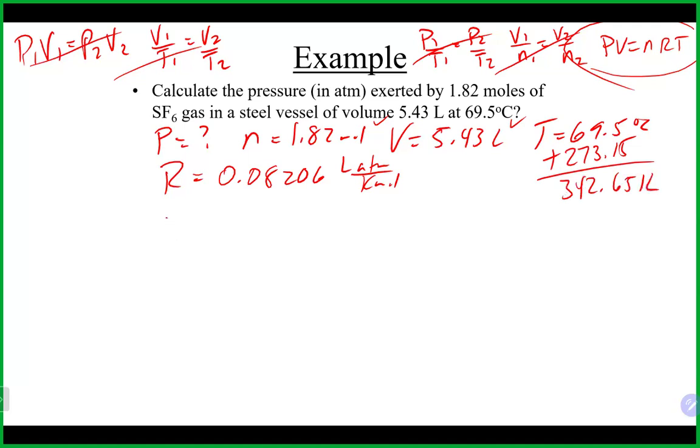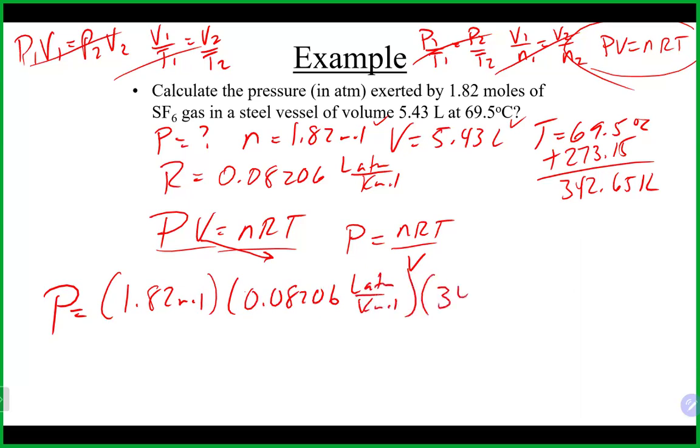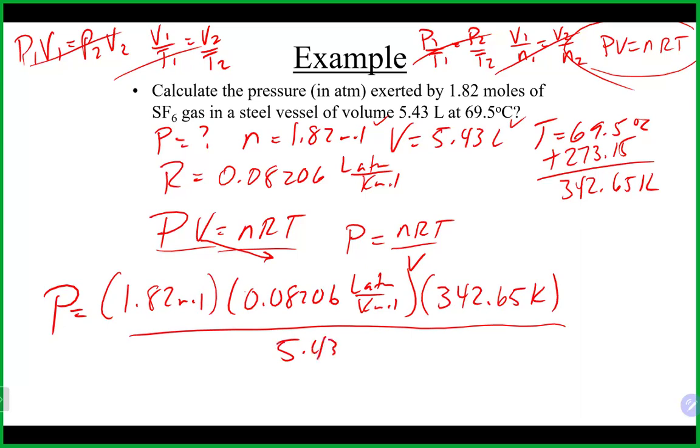Now we're going to take our PV equals nRT, in this case not really written as a fraction, and we're going to solve for P. So we're going to bring V to the other side and put it on the bottom: nRT divided by V. So putting in our values here, n is 1.82 moles, R is 0.08206, our temperature 342.65, all divided by our volume here of 5.43 liters.